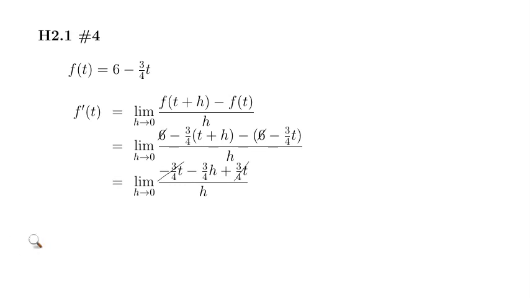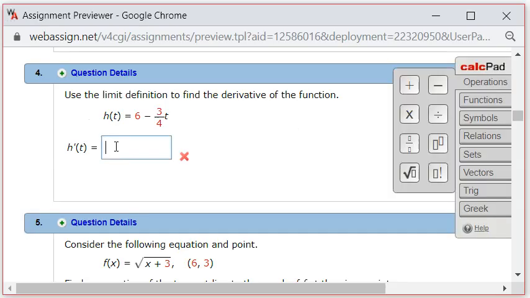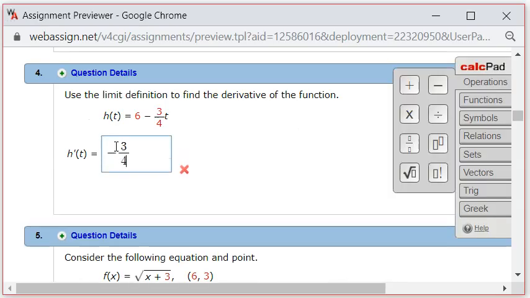Also, you're going to have h over h, so we can just cancel those. What's left is just a constant, negative 3/4. So we end up getting a limit of negative 3/4, but the limit of a constant is the same constant. So the limit is going to be negative 3/4. Let's type this in. The derivative is simply negative 3/4.